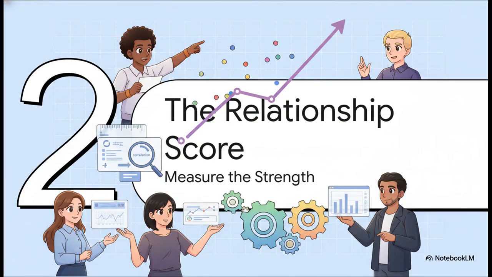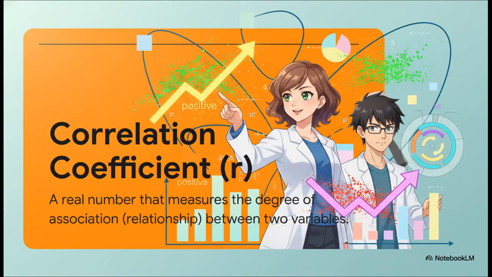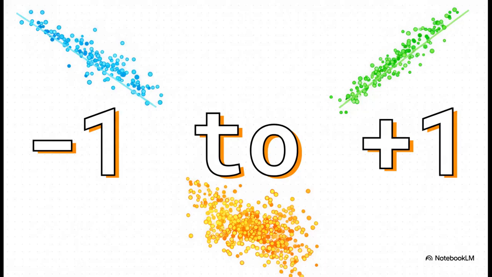Okay, so seeing a pattern is great, but saying something is kinda sloping upwards isn't exactly scientific, is it? We need to put a number on it. How can we actually measure just how strong that relationship is? And for that, we meet our next tool, the correlation coefficient, which everyone just calls R. Honestly, the best way to think of R is as a simple relationship score. It's one single powerful number that tells us two crucial things: the direction of the relationship, is it positive or negative, and its strength. Now, this score always lives on a scale from -1 to +1.